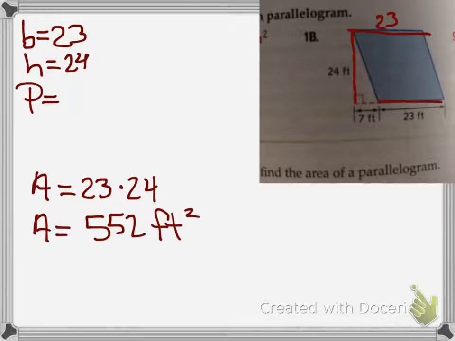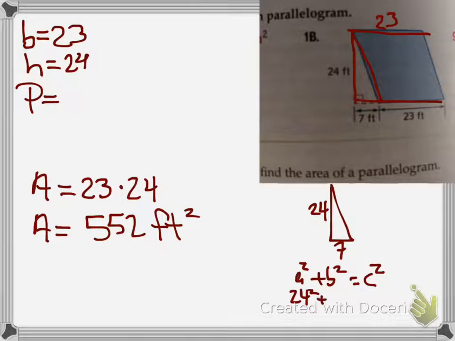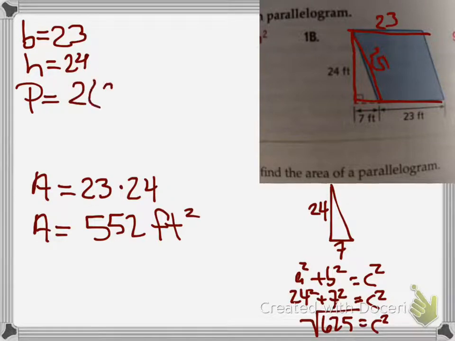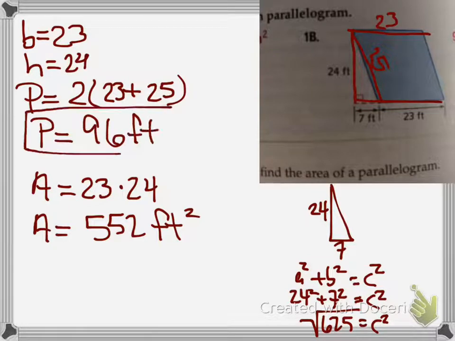Now, how do I find the other side? Because it's not 24. This is where we bring up something you may have used before, the Pythagorean theorem, where a squared plus b squared equals c squared. That means 24 squared plus 7 squared is equal to c squared. You get 625, take the square root, you get 25. So that slanted side is 25, and I can say 2 times 23 plus 25 will give me an answer of 96 feet.